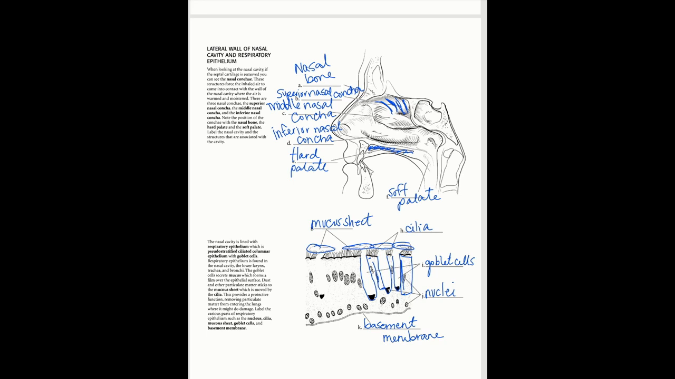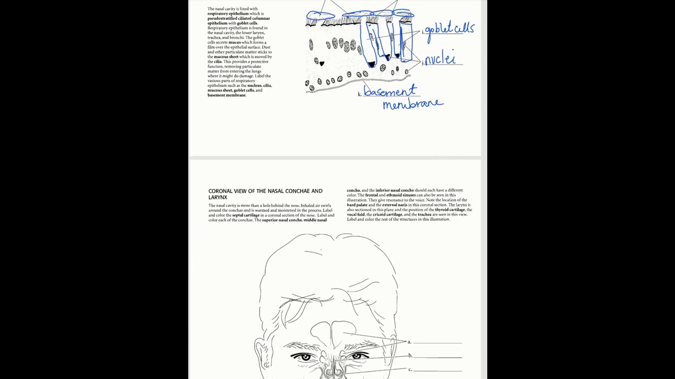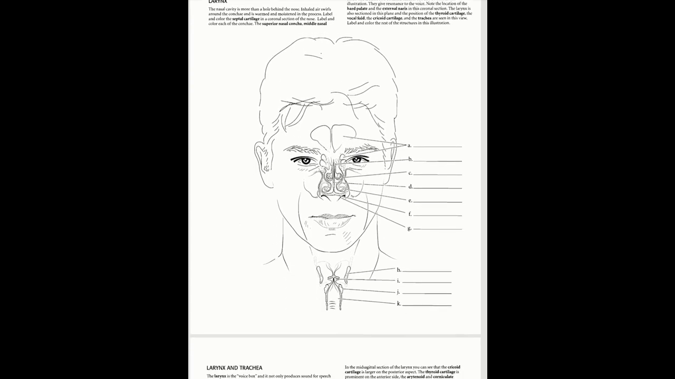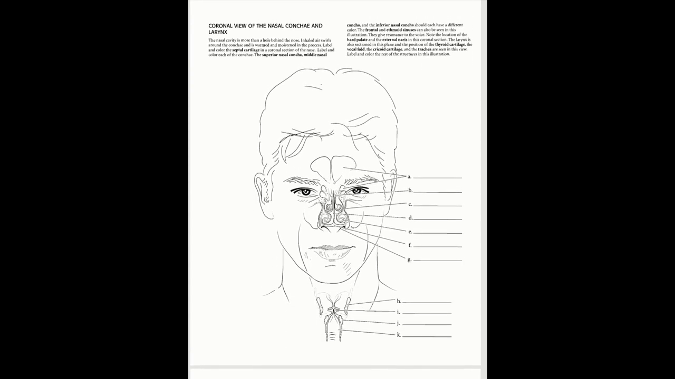All right, I know we've got quite a few diagrams for this unit. Let's just keep on going. This one here is a coronal view of our nasal concha, and they've also thrown in a bit of the larynx here as well. So let's go ahead and start up with A. We have our sinuses. Okay, so we've got our frontal and nasal sinuses being shown.